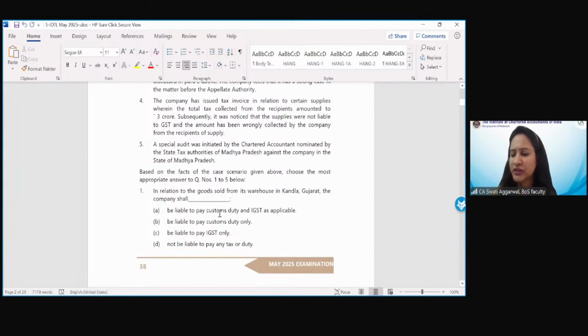So coming to question 1, in relation to the goods sold from its warehouse in Kandla, Gujarat, the company shall dash. Is it A? The company shall be liable to pay customs duty and IGST as applicable. Option B, the company is liable to pay customs duty only. C, the company shall be liable to pay IGST only. And option D, the company shall not be liable to pay any tax or duty.